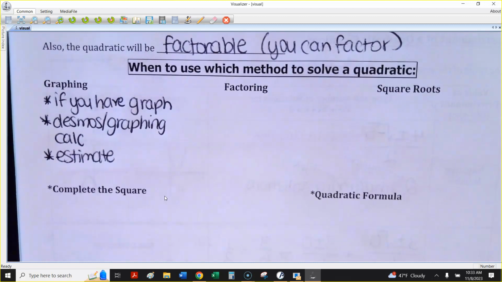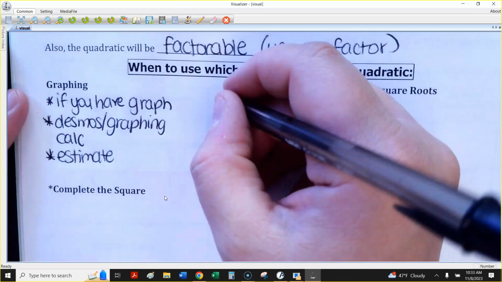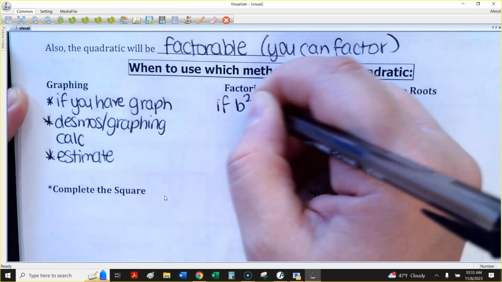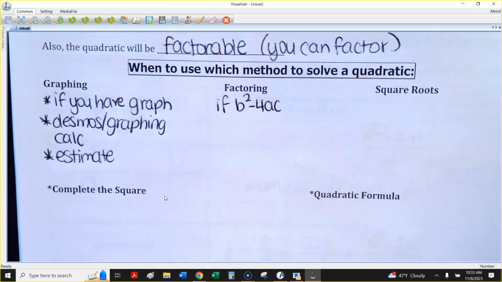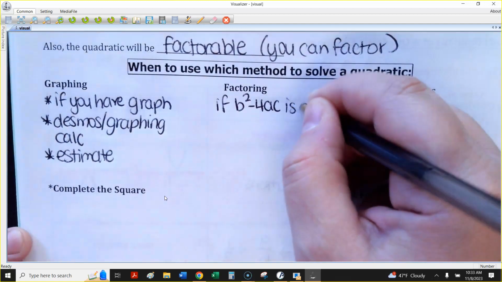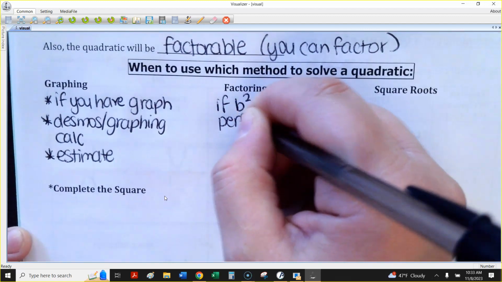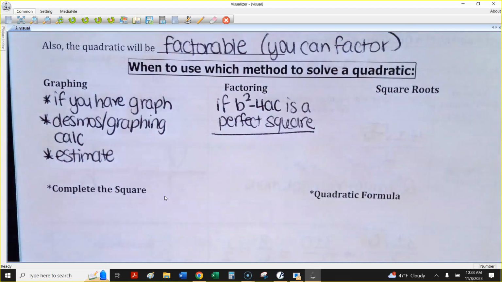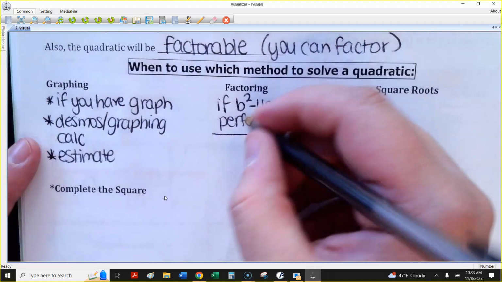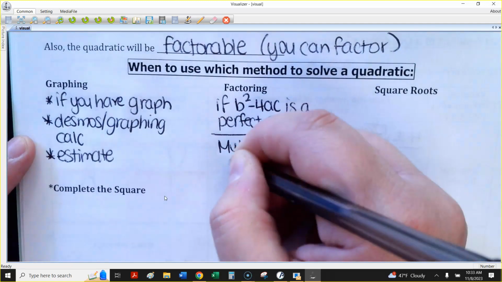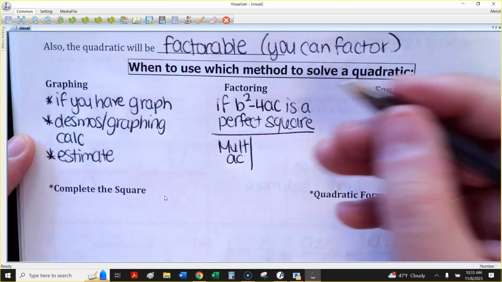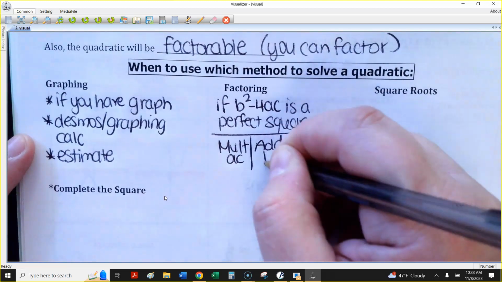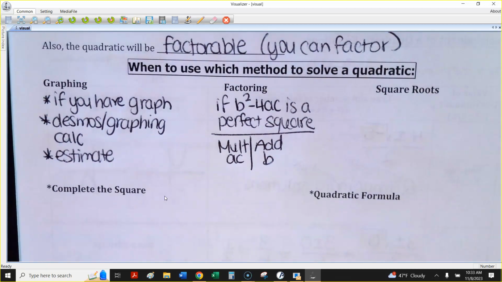Now, factoring, two things. If, like I just said, that discriminant, if b squared minus 4ac is a perfect square, you can factor. You would have to do that to determine that. Or if you just want to look at the equation, if you can find two numbers that multiply to a times c and add to b, just by looking at the question, you can use factoring. Right? You cannot use that on every question. It's just going to depend on the problem.